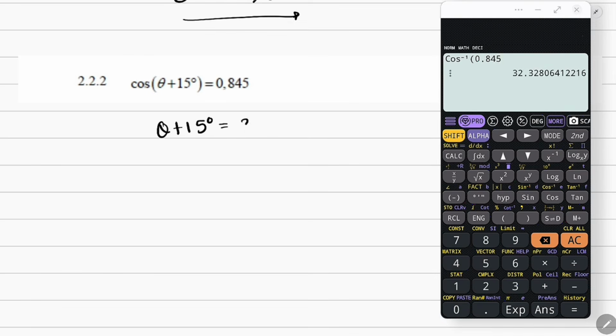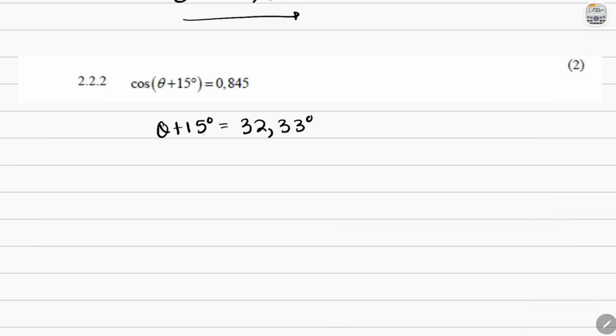So that's 0.845, and that gives us 32 point. Now at this point, I'm going to round off. And the reason why is because even when we take this 15 over, because it's a whole number, it's not going to affect your decimals. So it's fine to round off at this point. So the 8 will round that 2 up to a 3. So we have 32.33 degrees. And then we can finally isolate theta. So theta is equal to transpose, and we have 32.33 minus 15 degrees. And so that gives us 17.33 degrees, and that is our answer.